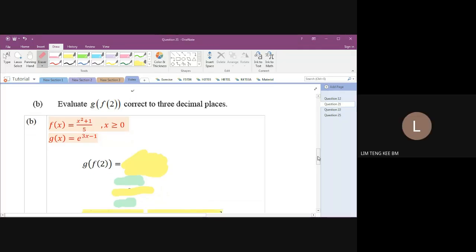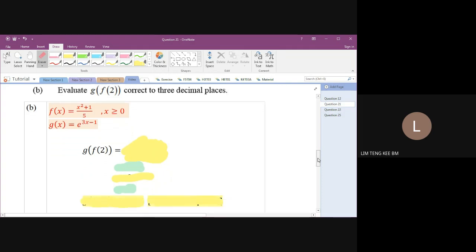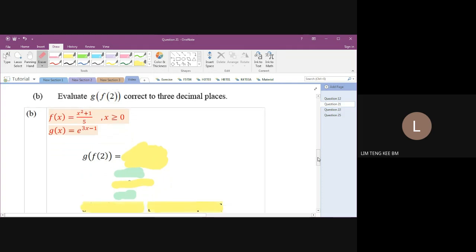Question 21, part B. Evaluate the composite function value GF(2) correct to 3 decimal places. So in this question, we realize that the question is interested in the value of the function when x equals 2. And they want the answer correct to 3 decimal places.